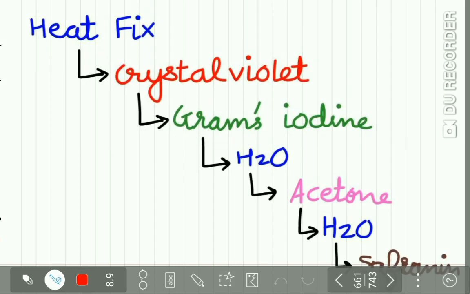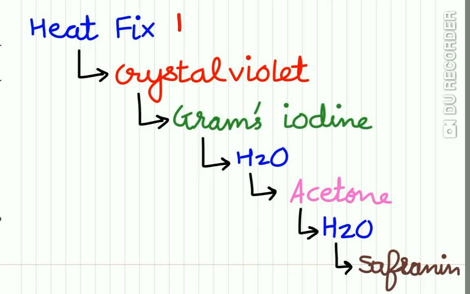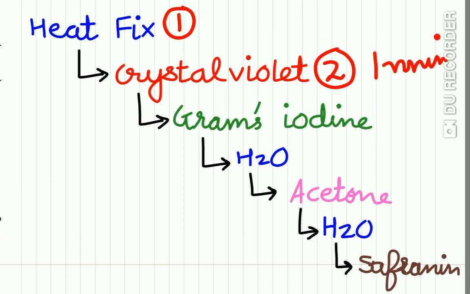Now let's summarize this method. First step is heat fixing. Second step is primary staining with crystal violet for 1 minute. Then comes use of Gram's iodine, the third step, again for 1 minute. Then wash with water. That is the fourth step.